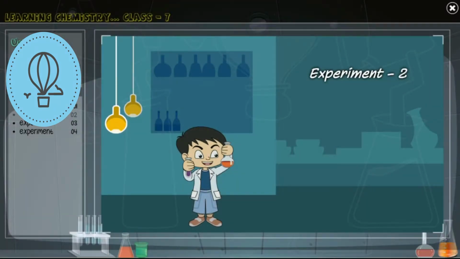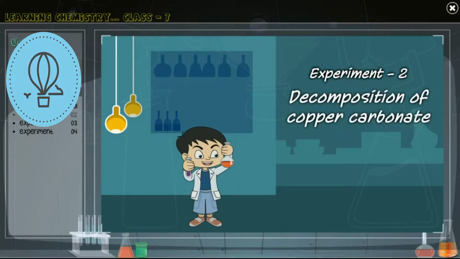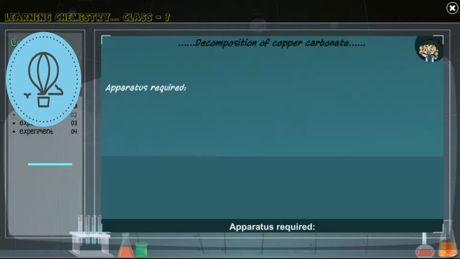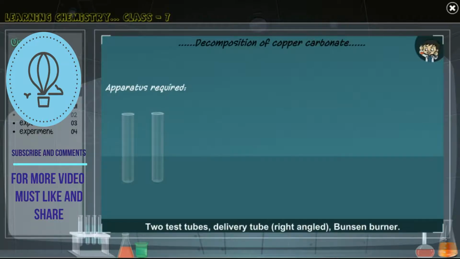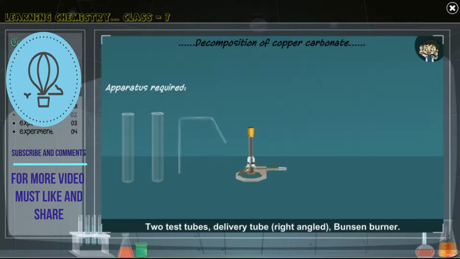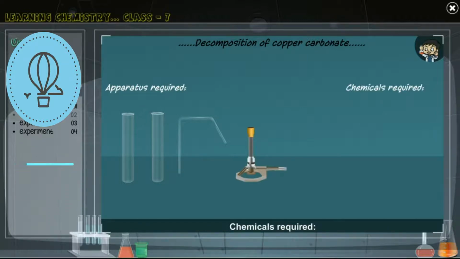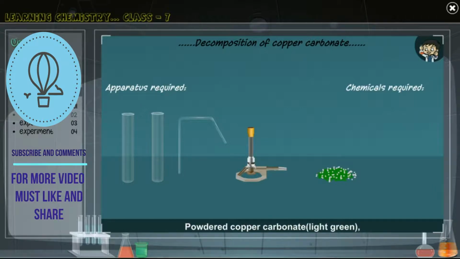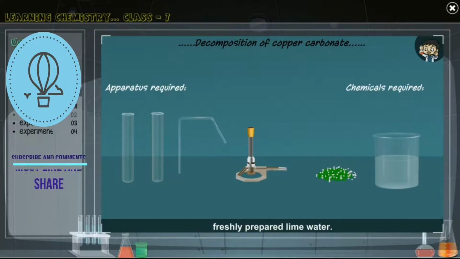Experiment 2. Decomposition of copper carbonate. Apparatus required: 2 test tubes, delivery tube, right-angled, Bunsen burner. Chemicals required: powdered copper carbonate, light green, freshly prepared lime water.